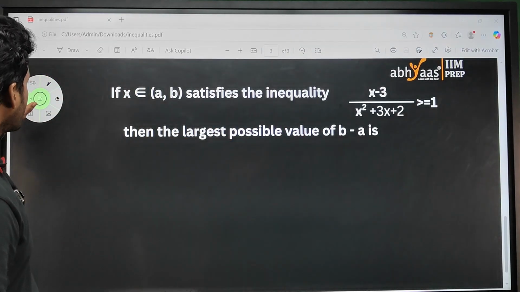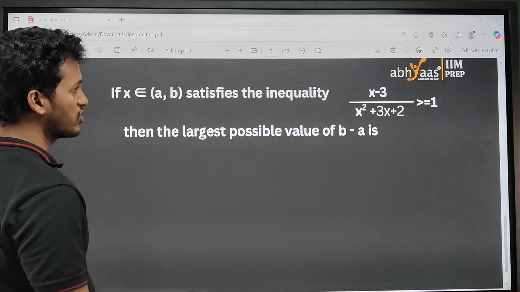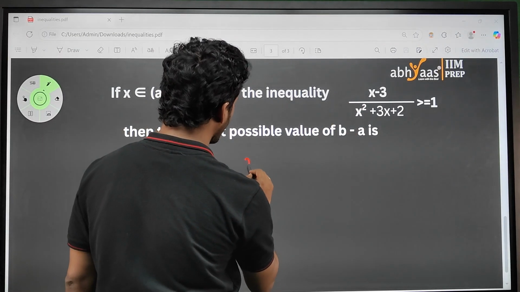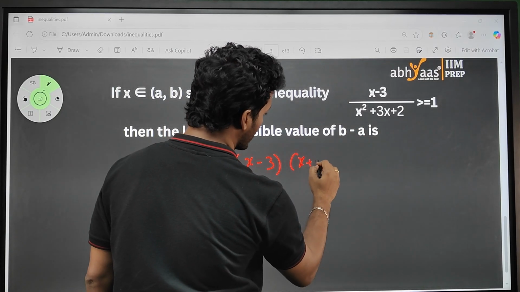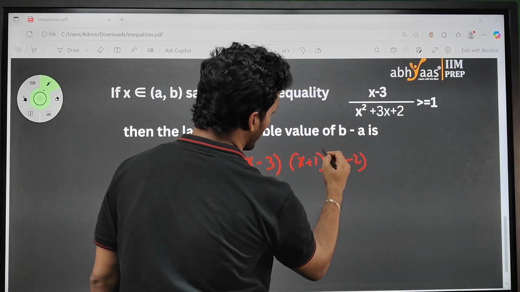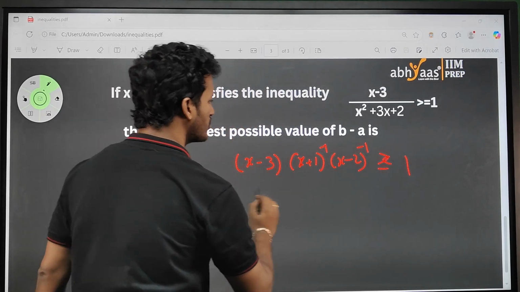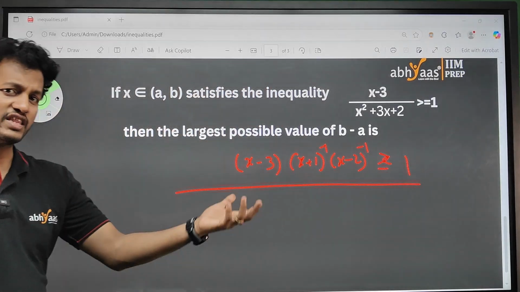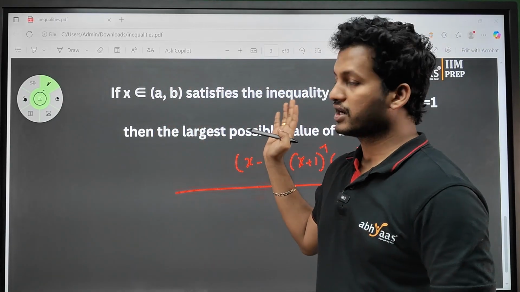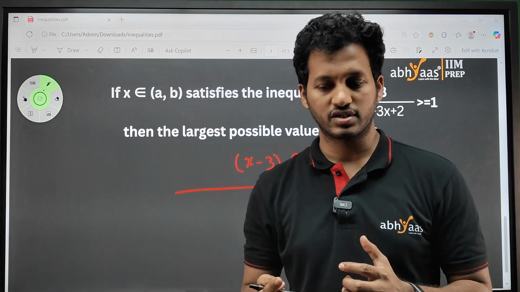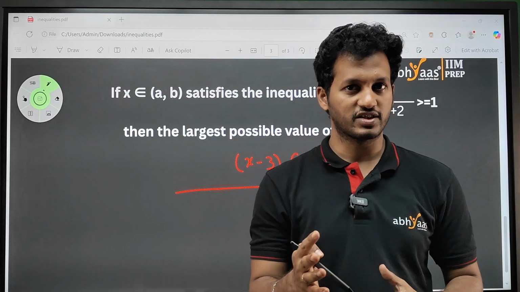Okay. The other way of solving this is, you can also write this as x minus 3 and this directly as x plus 1 into x plus 2, but power minus 1, greater than or equal to 1. So like this also you can do it. Either way the answer will be the same. You can check it. But here it's all about finding the limitations and the wavy curve method. If you use the wavy curve method, the thing will be very easy for you.